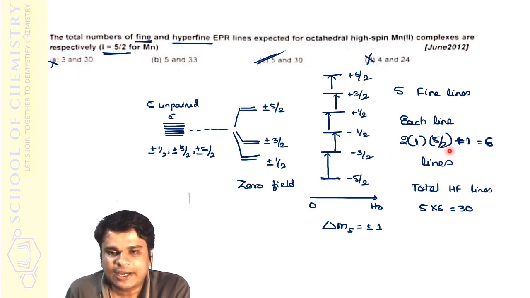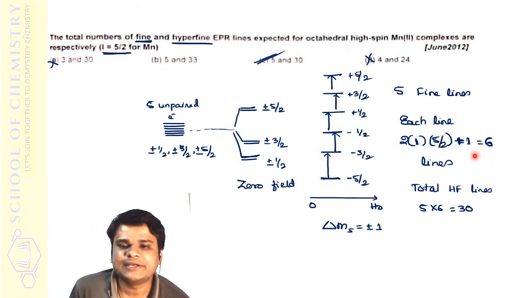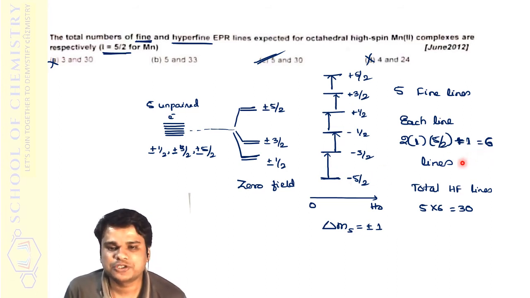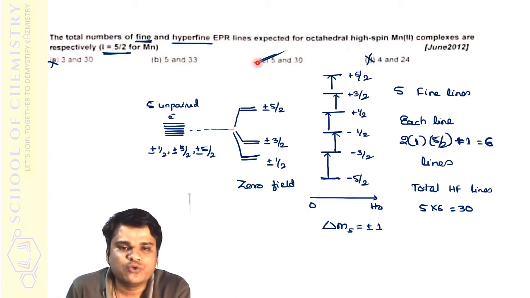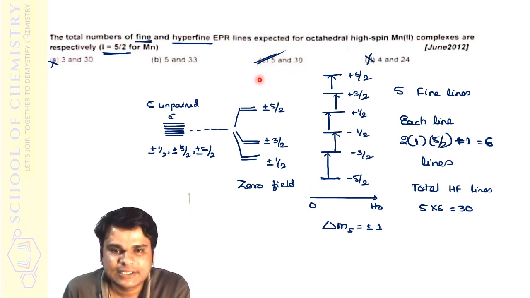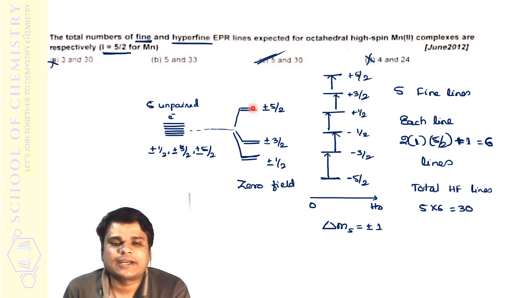Then further, I already said this yesterday: if you consider each line or each transition, it will further couple with the Mn nucleus. The Mn nucleus has a nuclear spin I value of 5 by 2. So if you go with this formula, each line or each transition splits itself into 6 different transitions. So 6 into 5, totally 30 hyperfine lines we will get. So 5 fine lines and 30 hyperfine lines. That was option C, which is the correct answer for this question.